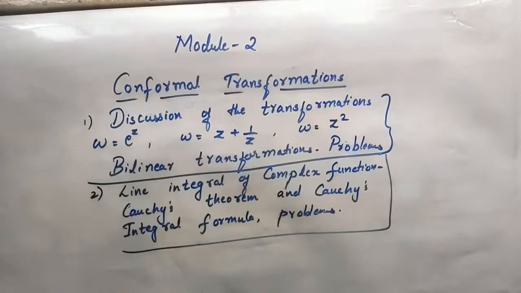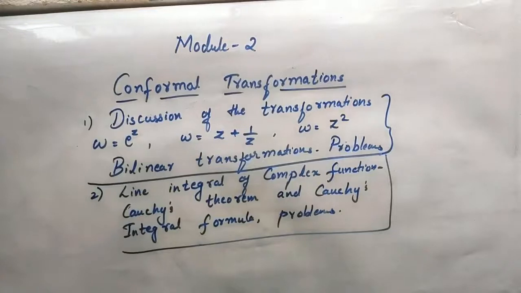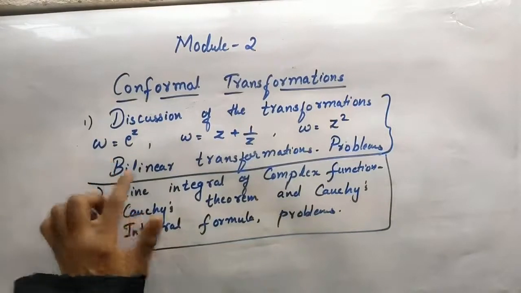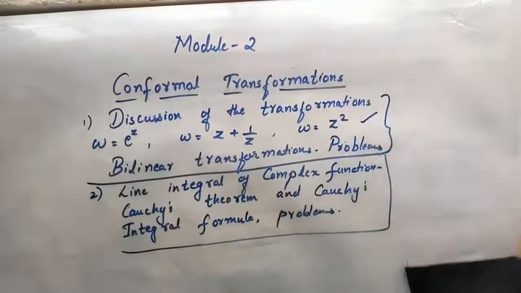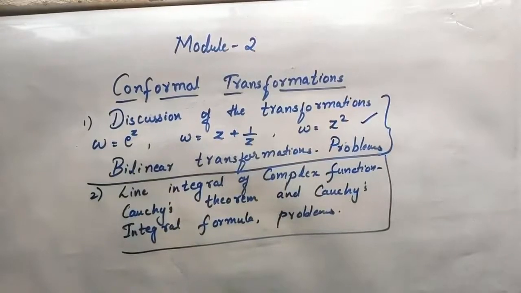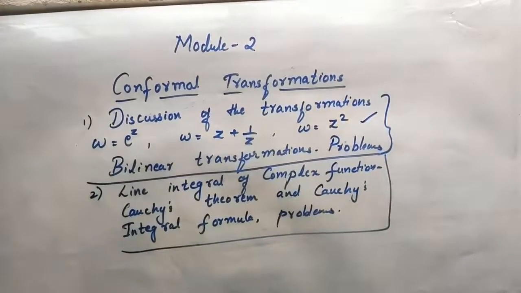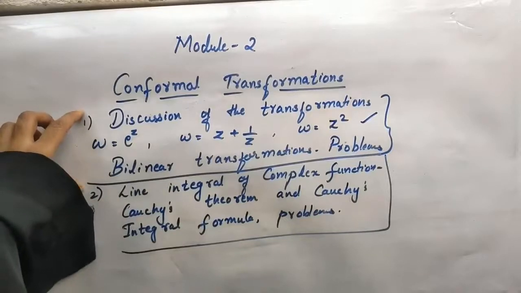In this session I am starting with module 2. In module 2, as you see, there are basically two parts. One is based on conformal transformations. There will be discussing certain transformations known as w is equal to e to power z, w is equal to z plus 1 by z, and w is equal to z square. These specific transformations we need to discuss in detail, and later on we have to discuss bilinear transformations as well, and we have to solve certain problems based on these. Okay, this is about the first part of this module.